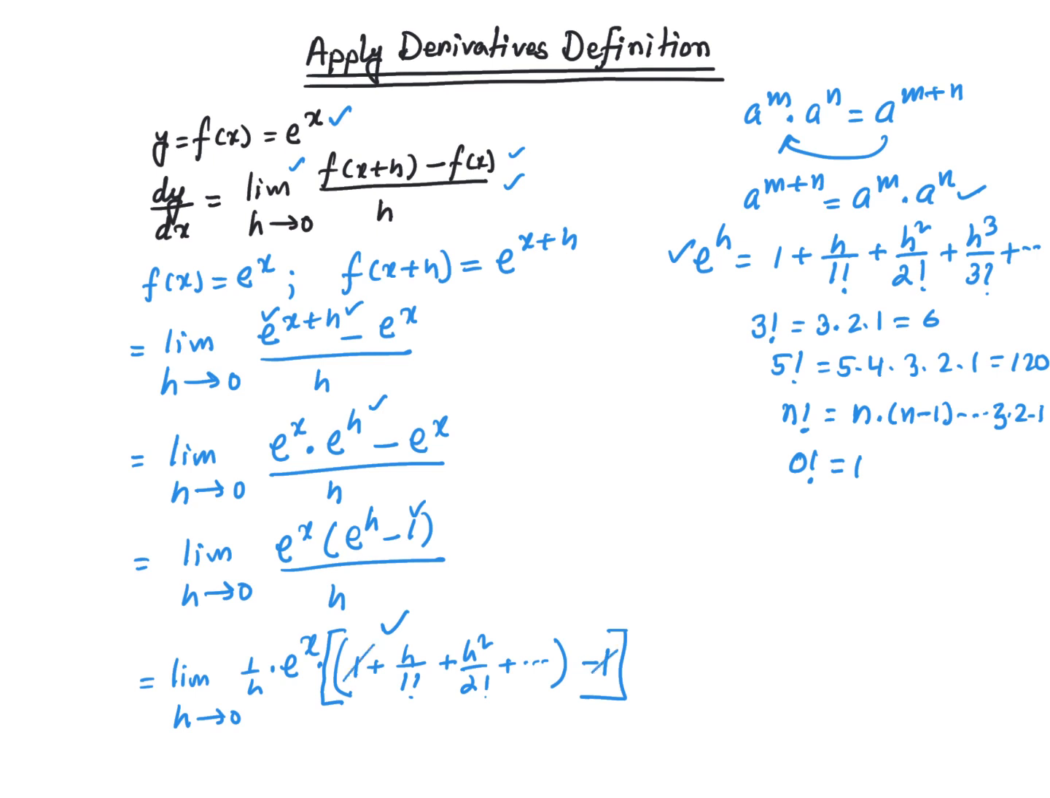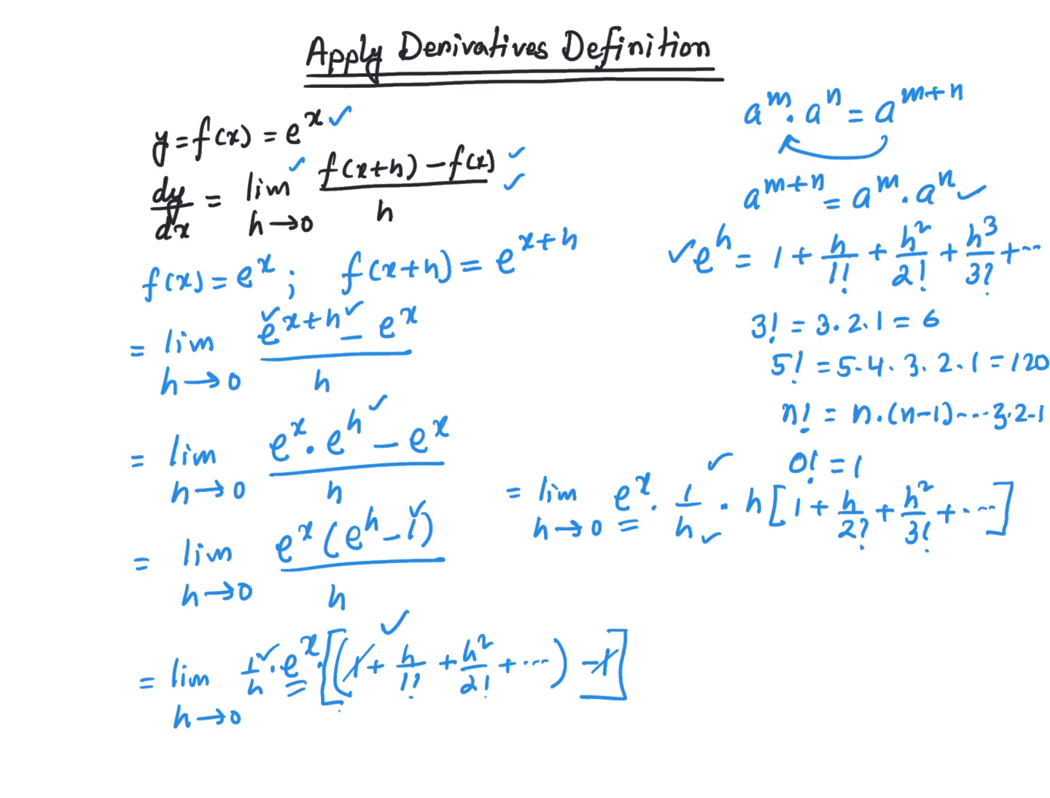Now I have to simplify this term. Upon simplification, this is what I get. So look, what I have done here is this. I have e to the power x. This is the e to the power x. Then 1 over h, I just put it here. I just switch these two terms.